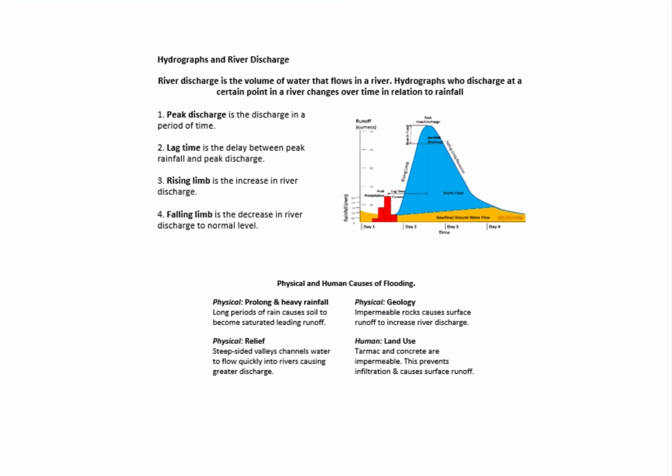Just check, are you able to explain a couple of physical and human causes of flooding? So for physical, you might have heavy rainfall, you might have relief, geology. Human might be things like land use, farming, for example. Any of those, but again, just check, can you name it and explain it?